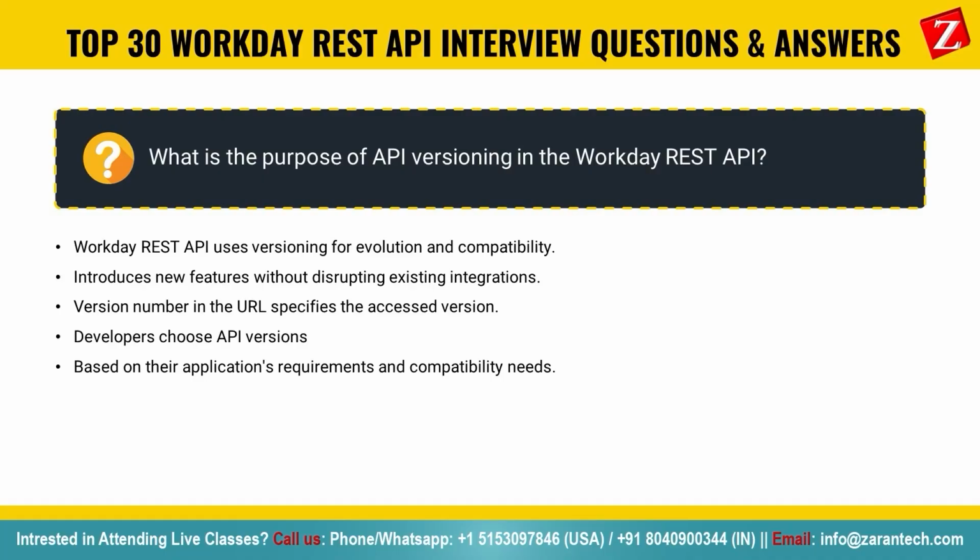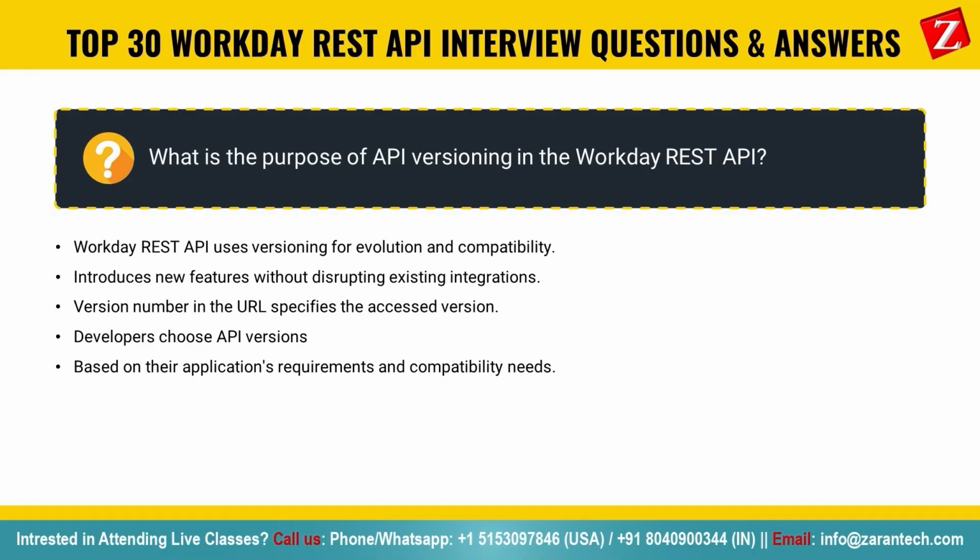What is the purpose of API versioning in the Workday REST API? API versioning in the Workday REST API serves a crucial purpose in ensuring smooth evolution and compatibility of integrations. Imagine you have an application integrated with the Workday system, utilizing its API to fetch employee data. Now, Workday decides to introduce new features or enhancements to its API. With API versioning, Workday can roll out these changes without disrupting existing integrations. This means your application can continue to function seamlessly, even as Workday evolves.